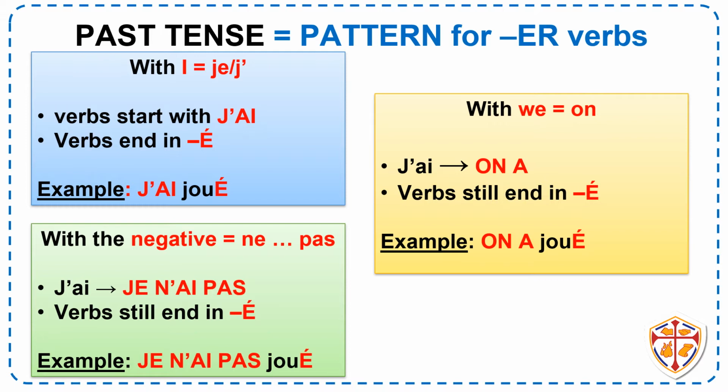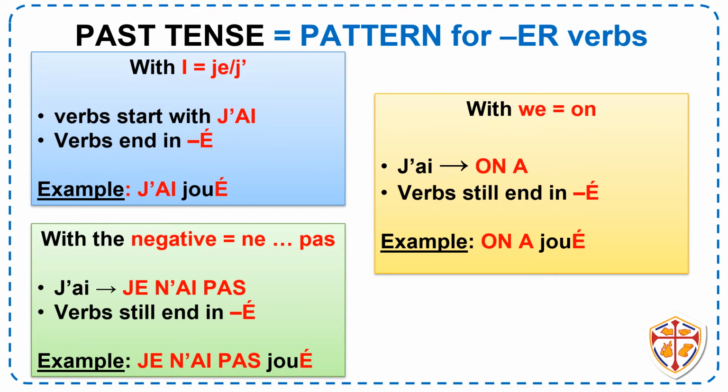So we're looking at the pattern for ER verbs in the past tense. If your verb starts with I, for example, I played, then in French your verb is going to start with j'ai, and your verb is going to end with an é accent. Very important to put that accent. If you don't put it, then you wouldn't get the points for the past tense. Any other accent doesn't matter, but this one for the past tense does. You also need to remember that you have to pronounce that é. So you would say, look at the example, j'ai joué. You pronounce the é.